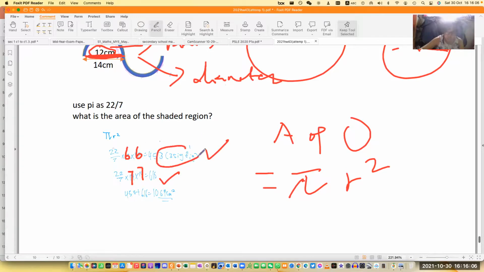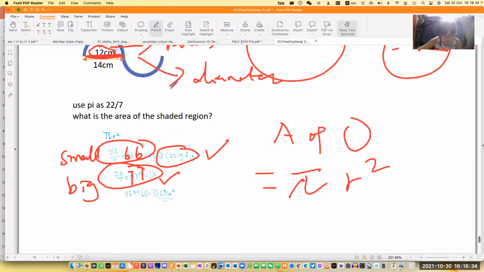Who asked you to choose significant figure? No one. Then what are you going to do next time? Don't. So you will get the big area, then you get the small area. You just take the big one minus the small one. That's how you get the shaded area.